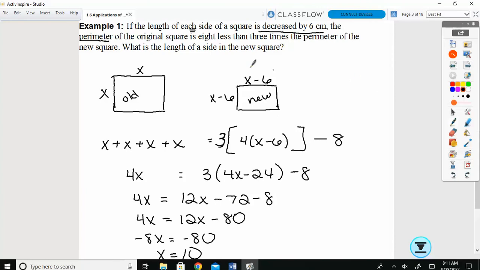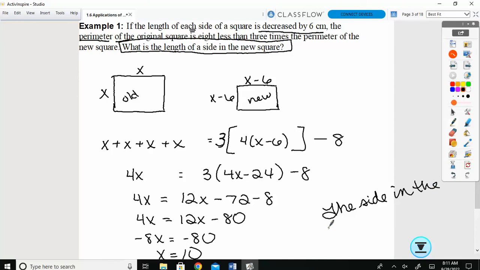Then I want to answer in a sentence. The question says, what is the length of a side in the new square? So if x is 10, x minus 4 is 6, x minus 6 is 4. So the side in the new square is 4 centimeters long.